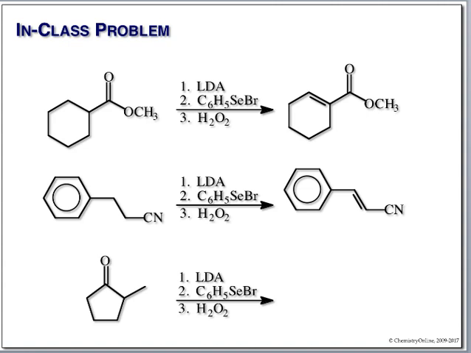And finally, this guy. LDA is going to give us the enolate anion. We're going to attack the selenium, going to do our oxidation, and we will make the alpha-beta unsaturated alkene. Any questions?